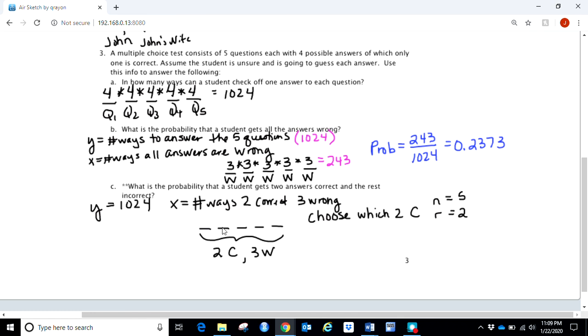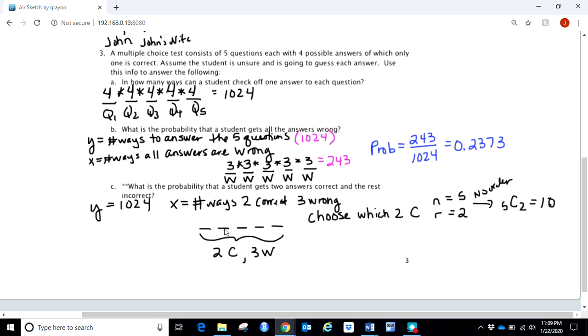Well, yeah, right. If these are both correct, it doesn't matter if I say I got the second one right and the first one right, or if I got the first one right and the second one right, that's the same thing. So since that's the same thing, there is really no order to worry about with it. So that's going to give me a 5 combination 2, which will give me a 10.